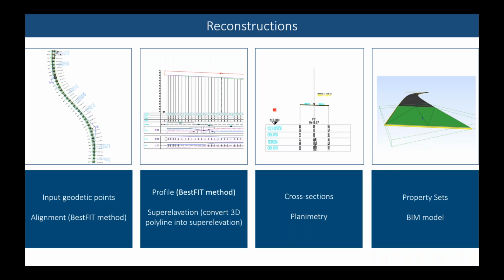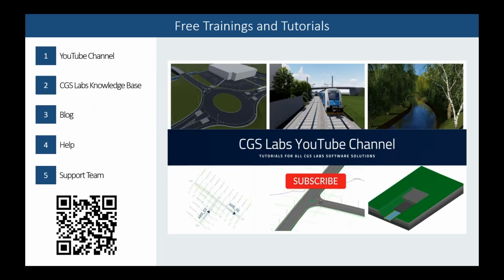The design process continues with the profile, which can also be automatically drawn and adjusted according to input data. And moreover, there are tools available to convert 3D polylines to super elevation. We then draw cross sections, and if needed, we can create a BIM model in the same way as we have shown today.